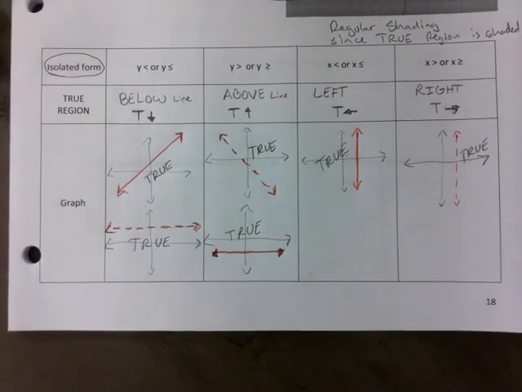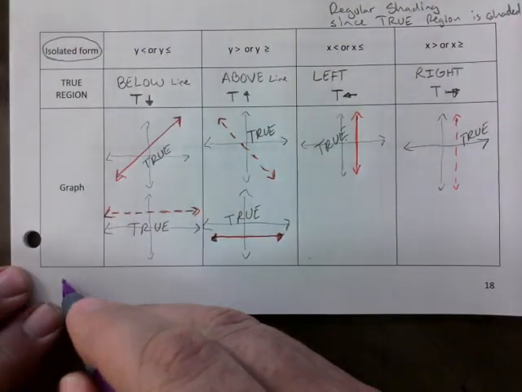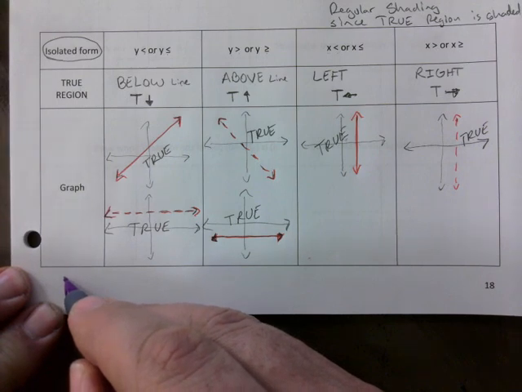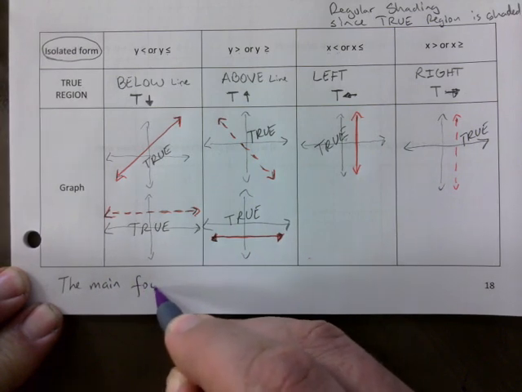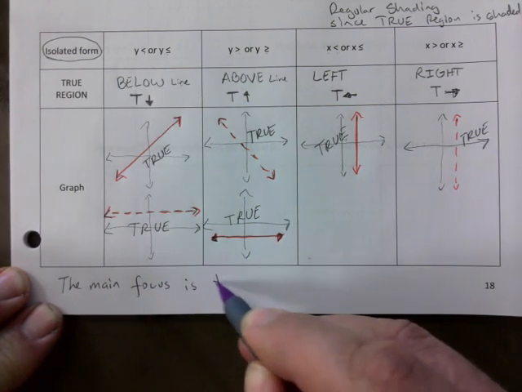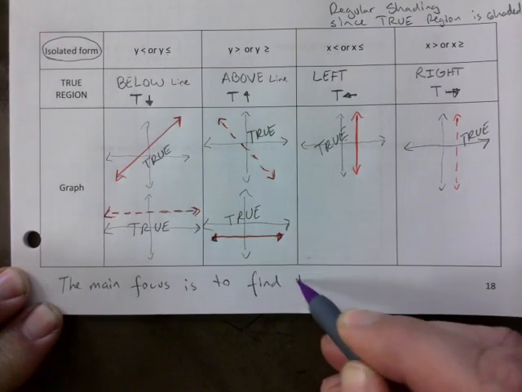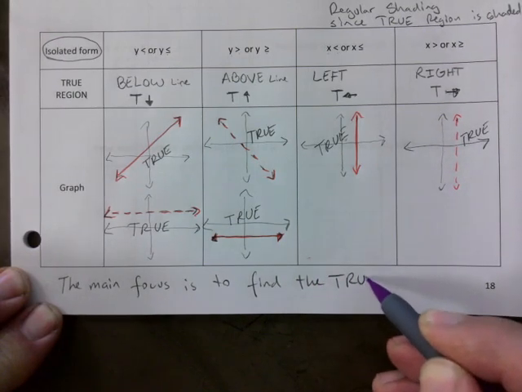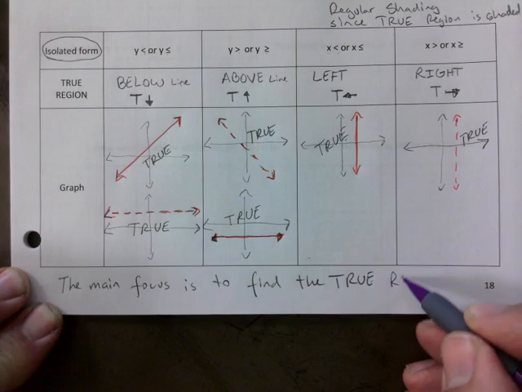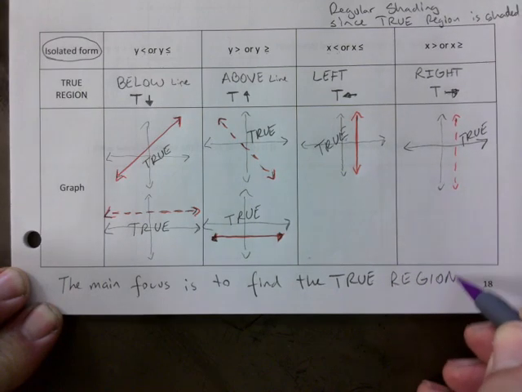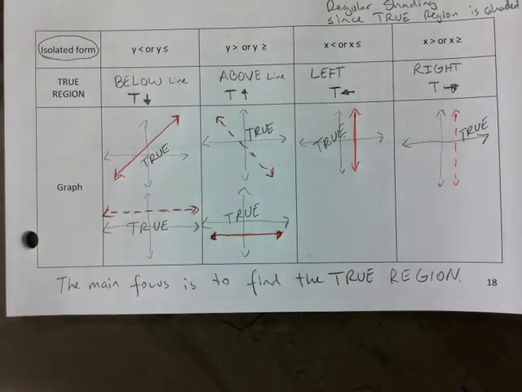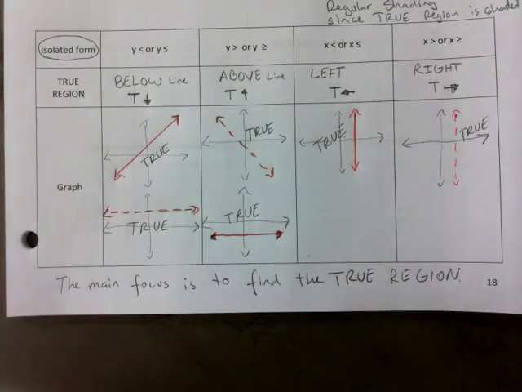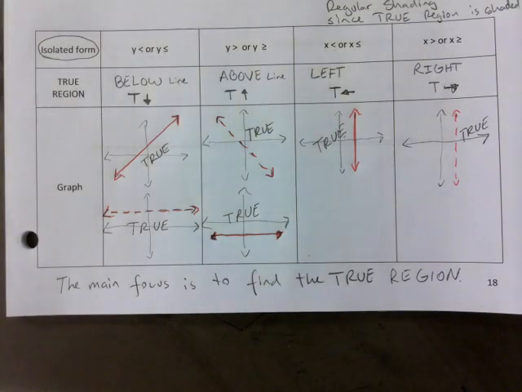Remember, I'll maybe make a note under this. The main focus is to find the true region, okay? That is going to always be our main focus. Where is the true region? And therefore, by definition, we'll find the false region because it's whatever is left, right? So the main focus is always where is the true region?